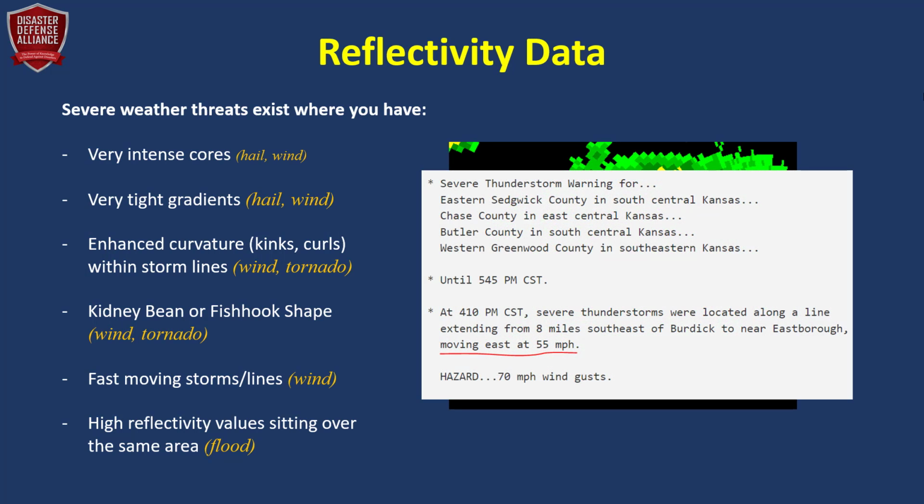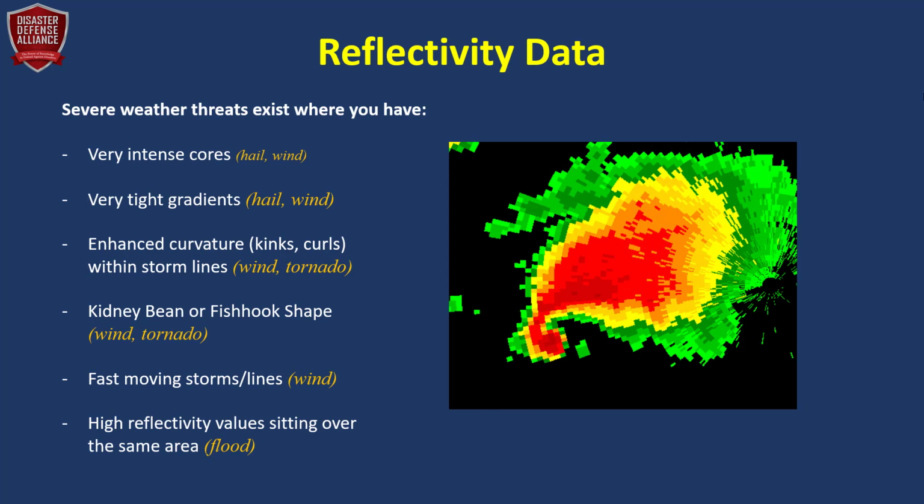Fast-moving storms or fast-moving lines are often associated with damaging winds. You can get a sense of storm motion from the warning product itself. Here's an example for a line of storms moving east at 55 miles per hour. Finally, for the flood threat, simply look for areas where orange or red shades sit over or continuously track over, thus indicating a lengthy period of heavy rain for that location. So this example of a potentially tornadic storm could also be a flood producer if it moves very slowly.